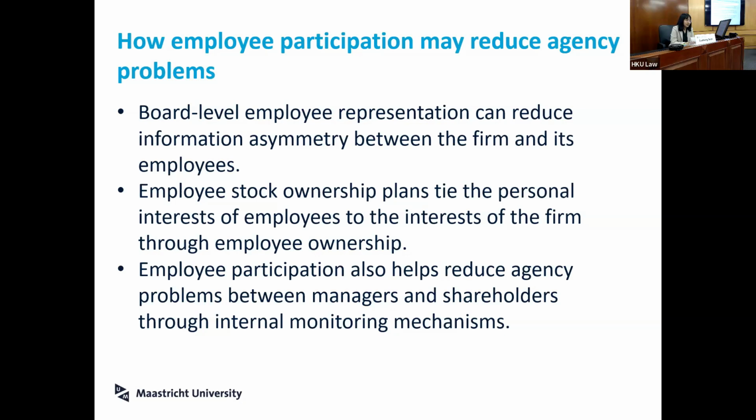For example, agency problems normally arise because of conflicts of interest between agents and principals. So through board-level employee representation, it can reduce the information asymmetry and reduce the conflicts of interest between the firm and its employees. For example, employees have the daily operation information of the corporation they work for.